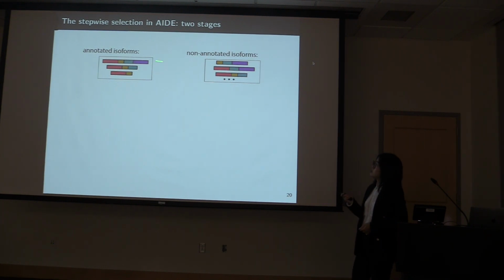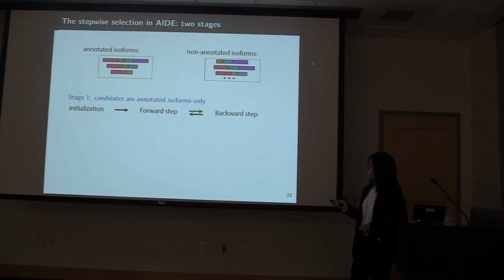Let me introduce the procedure using this 4-exon gene as an example. We suppose that this gene has 3 annotated isoforms, and the remaining candidate isoforms are not in the annotation set. Then, in the first stage, we only consider the annotated isoforms in our likelihood model, and the fractions of the remaining isoforms are directly set to 0. After initialization, we take forward steps and backward steps in turns to update our identified variable set.